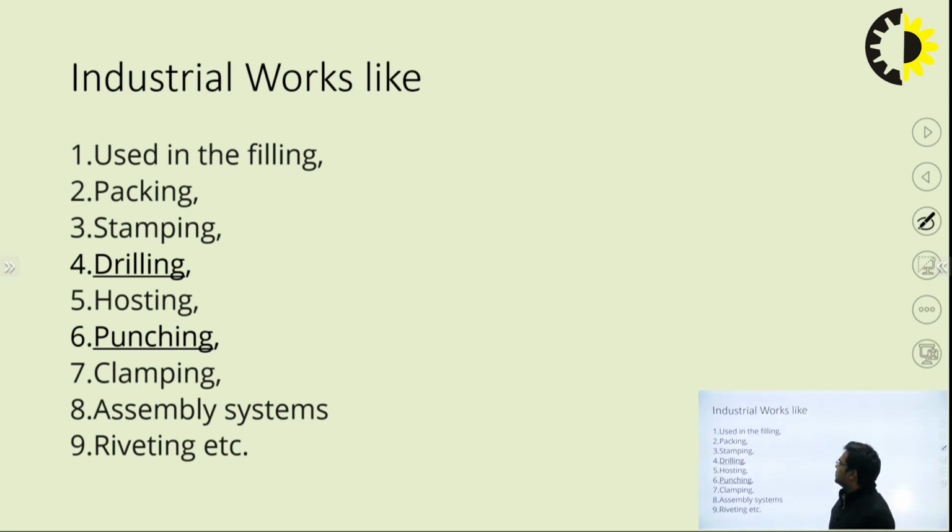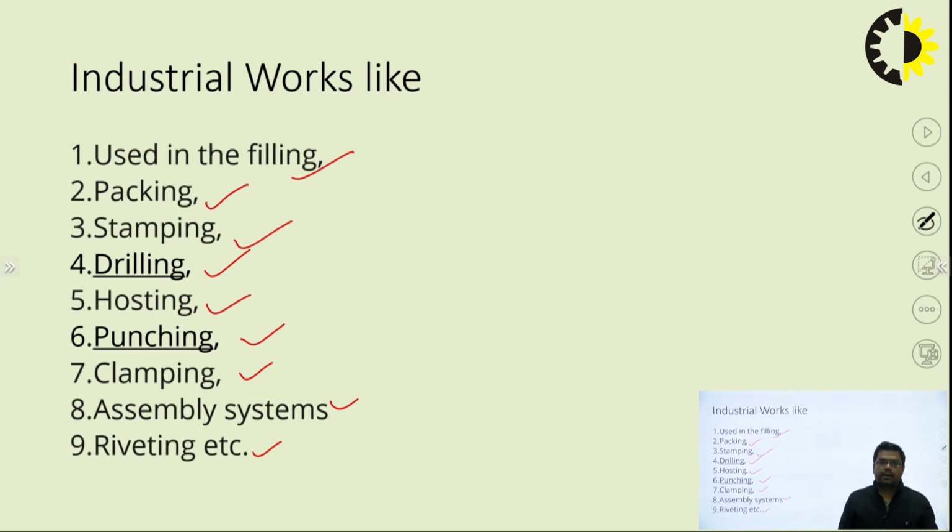Other industrial work you will find in the filling industry, packing industry, stamping industry, drilling industry, hoisting industry, punching industry, clamping, assembly system, riveting system. These are the various wide applications of the pneumatic system.